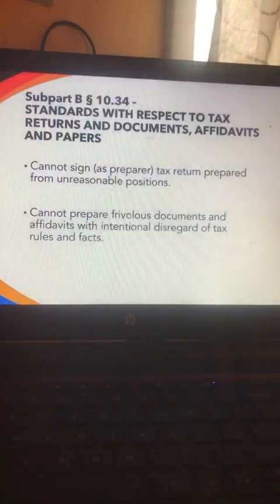You cannot prepare frivolous documents and affidavits with intentional disregard of tax rules and facts. I deal with brokers across the country, what we call business brokers. I'm sure some of you have experienced them. They help buy and sell businesses all over the U.S. You've got to be very careful. They try to create structures to help these deals go through. They want commissions on their transactions. And you've got to watch out for the disregard of the tax rules and facts on those transactions. What they try to promote to their clientele becomes very dangerous for a tax return preparer, and you can run afoul of these ethical rules so quickly.